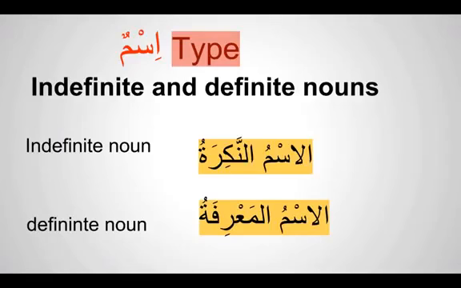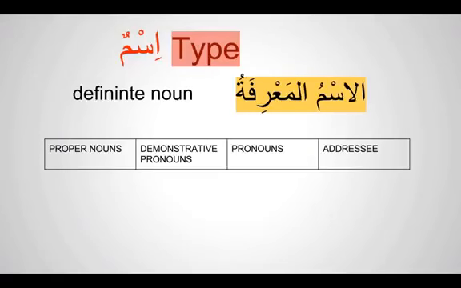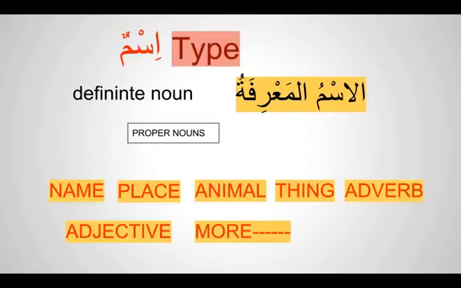So now we will learn, inshallah, what are the other ways we have learned so far where a noun becomes definite. We know all the proper nouns are definite. We've learned about demonstrative pronouns. We've learned about pronouns. Inshallah, today we will quickly touch upon the addressee as well, which makes a noun definite. So what are these proper nouns? We've learned so far that any particular name, place or animal, these are all definite nouns, proper nouns.